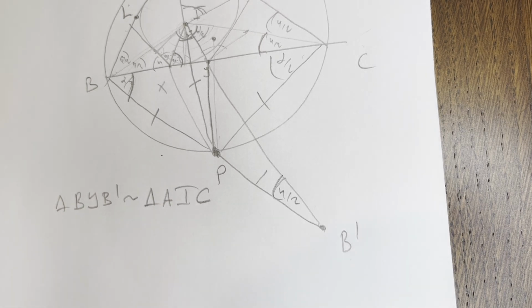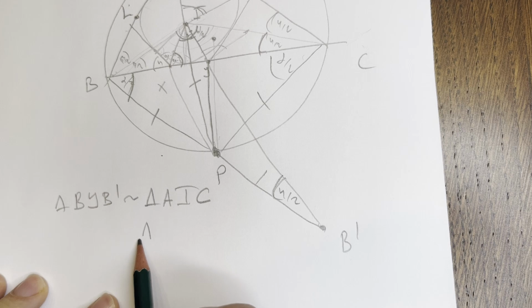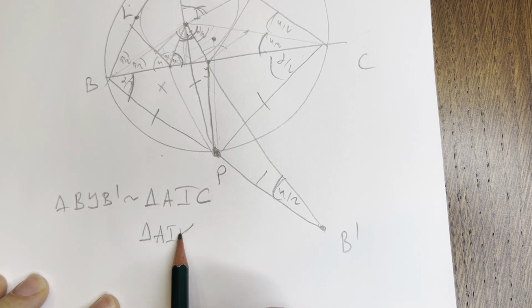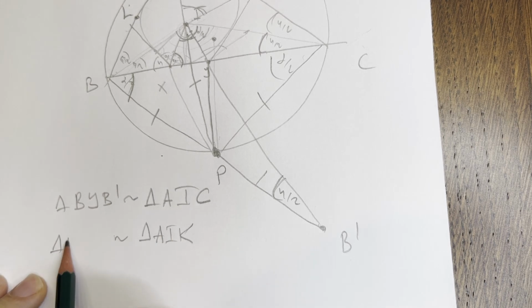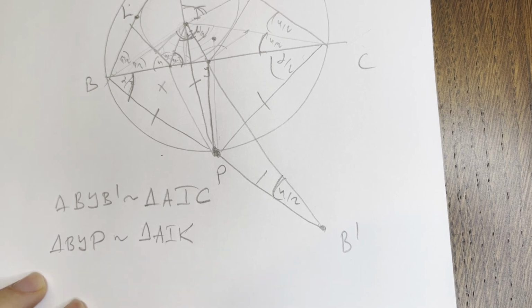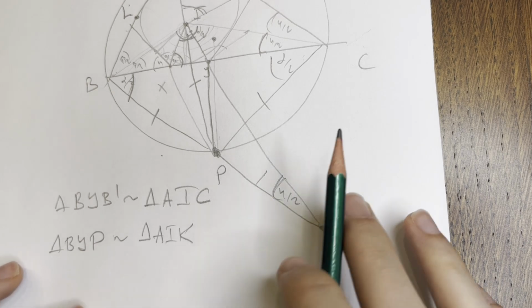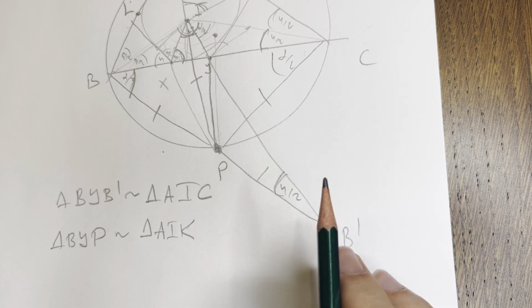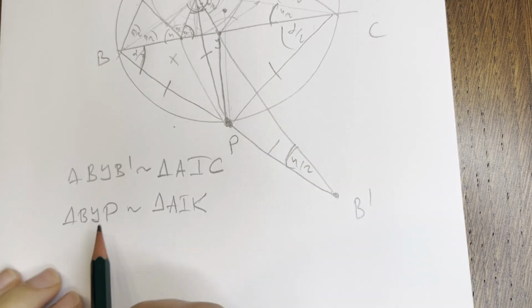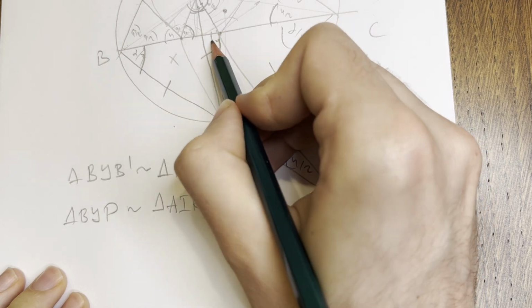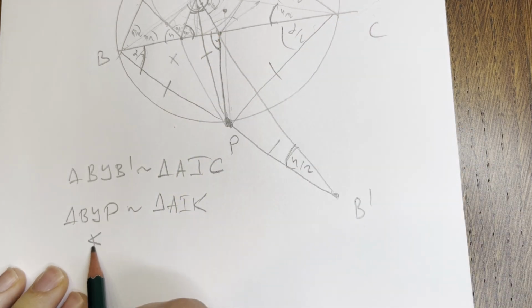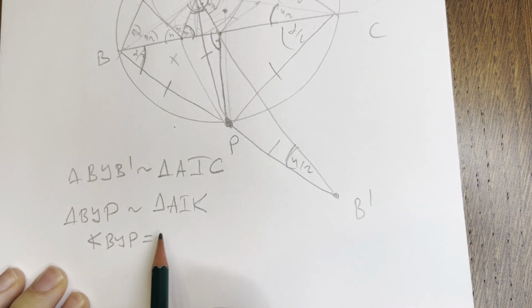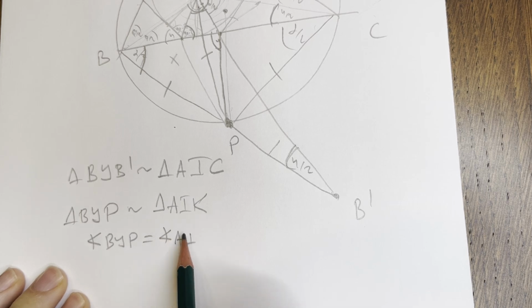So now we take the midpoint K. And what do we get there? We get actually the triangle AIK must be similar to triangle BYP. And now what does that give us? Well, it gives us a bunch of little things. One thing that it gives us is that the angle BYP is equal to the angle AIK.